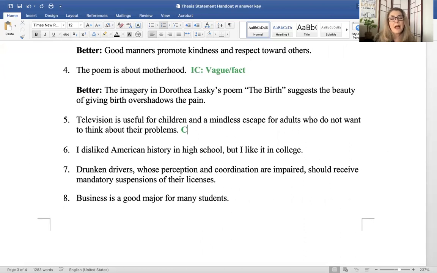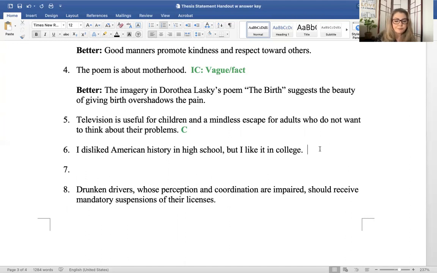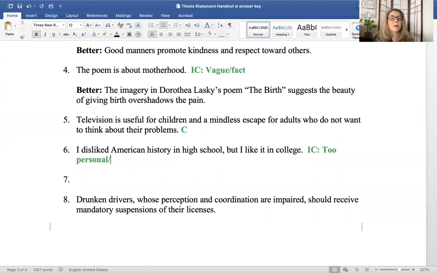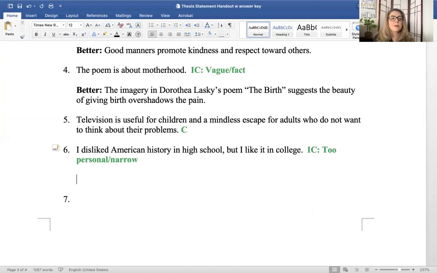This one is interesting. I disliked American history in high school, but I like it in college. So I hope the first thing that comes to mind for you is this is too personal. Well, you don't know about this high school, the reader, right? I'm pretending I'm the reader. I don't know about this person's high school history class. It's too personal. It's too narrow because the reader, you would assume most of the readers out there can't relate to this experience. So let's go ahead. We're gonna mark this IC, and we're gonna say too personal, narrow, and we want to make it better.